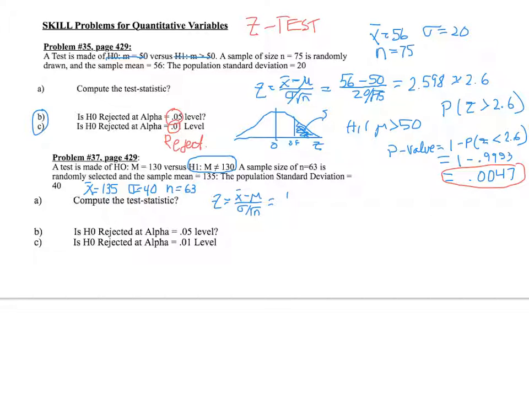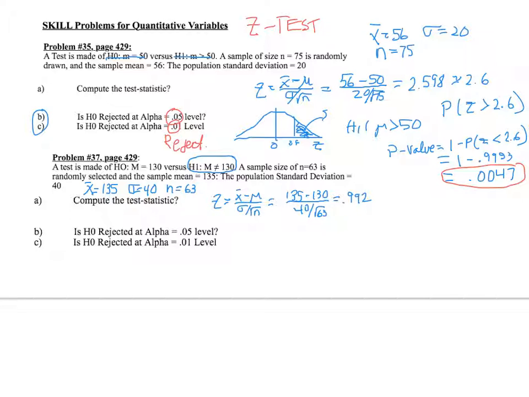And now we put in 135 minus 130, divided by 40 over the square root of 63. When we do the calculation, I get 0.992.